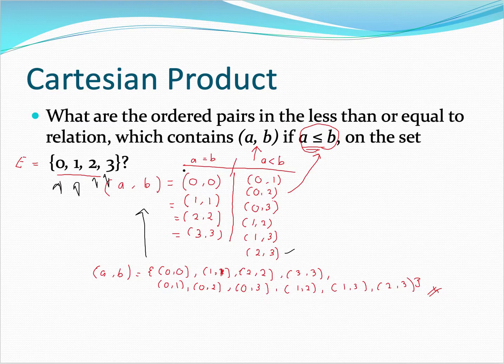So the ordered pairs in this relation are these sets. We will have (0, 0), (1, 1), (2, 2), (3, 3), (0, 1), (0, 2), (0, 3), (1, 2), (1, 3), and (2, 3).